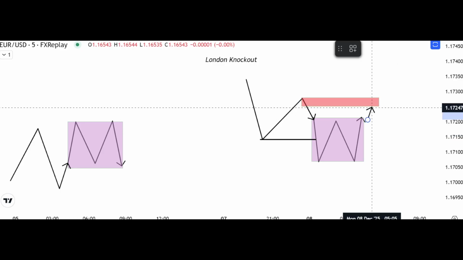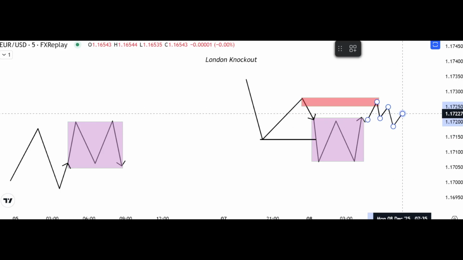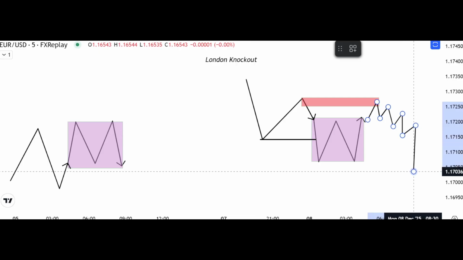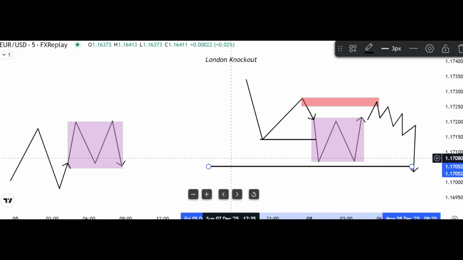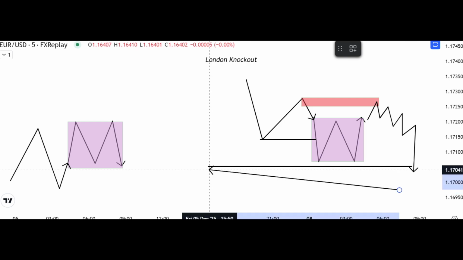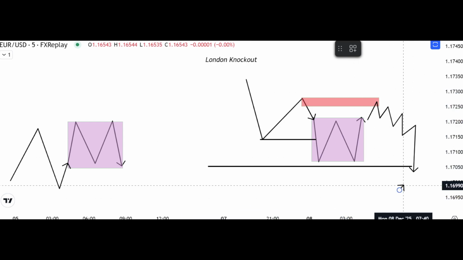Then we will wait for a mitigation. We will follow price around like this until Asian low hit or somewhere around here a yesterday low. So London knockout simply works like this.